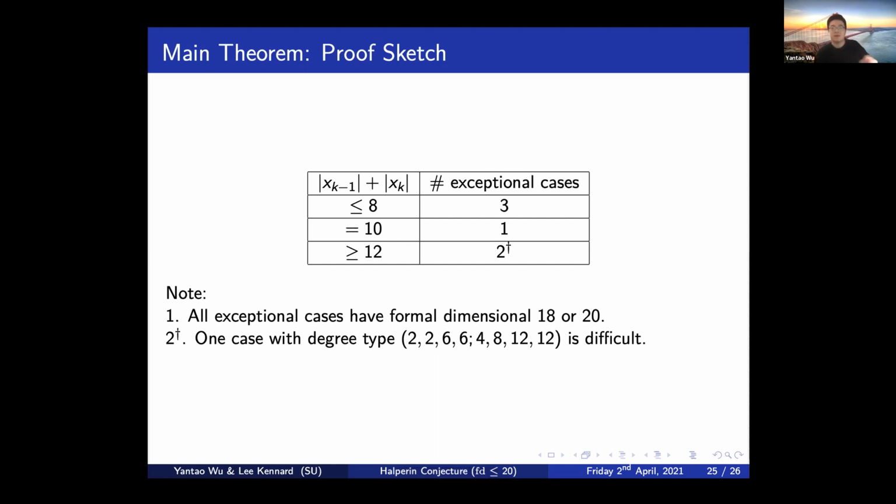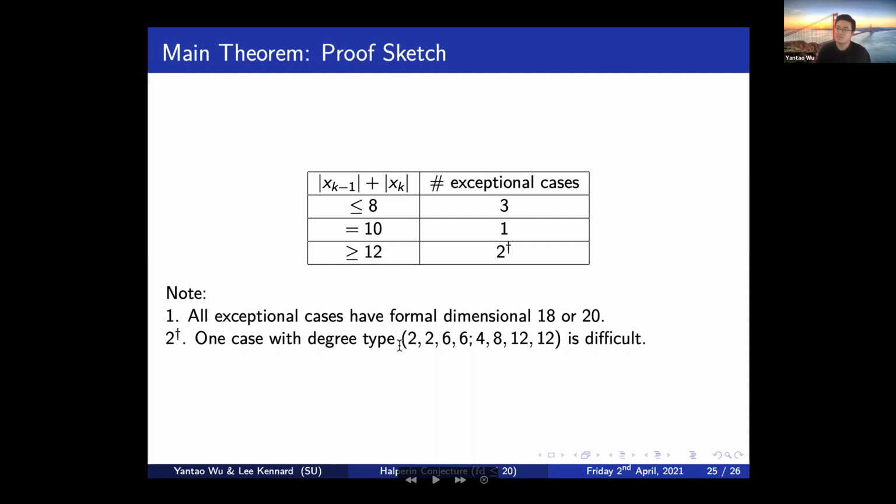And then we have three comments for that. First, it turns out all the exceptional cases that we constructed have formal dimension 18 or 20, which means that even if we do not consider the exceptional cases, the Halperin conjecture holds up to formal dimension 16. So we have given a shorter proof of the Halperin conjecture up to dimension 16, which simplifies the work in Tina's recent paper. And the second note is that one case with formal dimension 20 has this degree type.